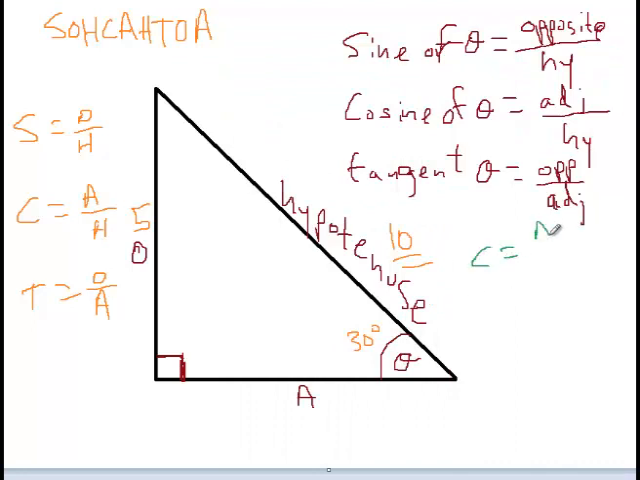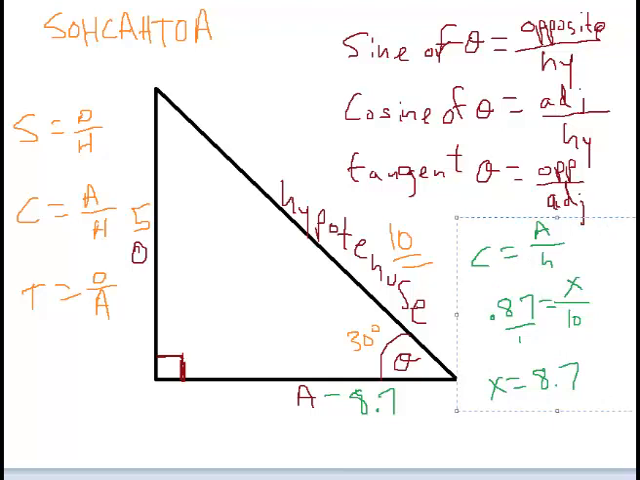The cosine equals the adjacent over the hypotenuse. So the cosine of 30, which is 0.87, equals the adjacent, which we don't know, so we're going to call it x, over 10. Well, simple cross multiplication: x times 1, and you can put that over 1. 0.87 times 10 is 8.7. So the adjacent is 8.7.